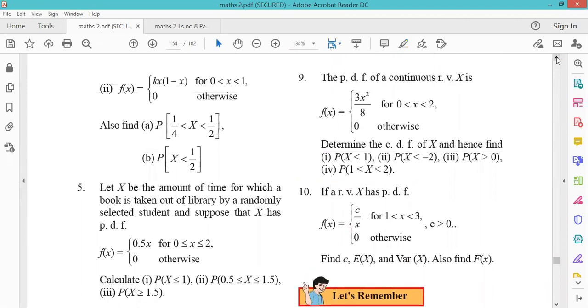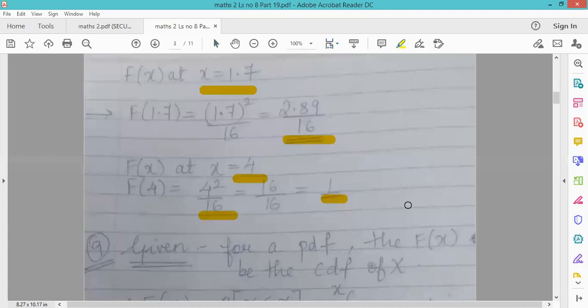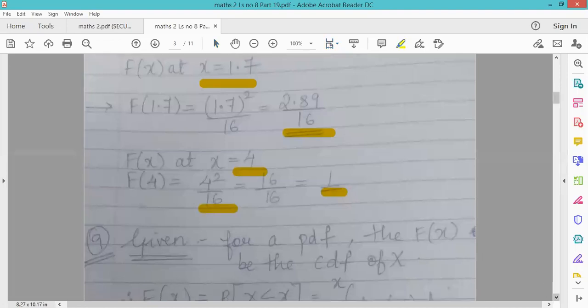So pay attention. The PDF of a continuous random variable x is f of x equal to 3x square by 8, and the condition put is 0 less than x less than 2. Also 0 otherwise. You have to determine the CDF of x and hence find out the value of probability x less than 1, probability x less than minus 2, probability x greater than 0, and 1 less than x less than 2. So let's have a look how to start.